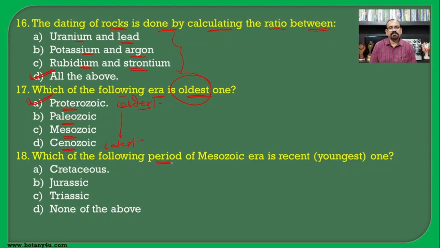Then, which of the following periods of the Mesozoic era is recent? From upper to lower, this is the correct sequence: the Cretaceous is the recent one, then Jurassic in the middle, and Triassic is the early one. So the most recent period in the Mesozoic is the Cretaceous, and hence A is the correct answer for this question.